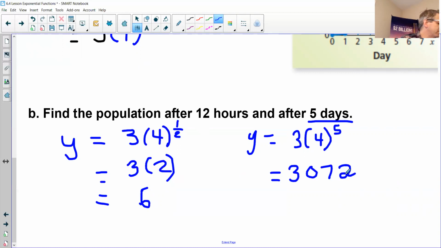So there are 6 bacteria after 12 hours. 12 hours is 1/2 a day, that's why the 1/2. And then 3,072 bacteria after 5 days.